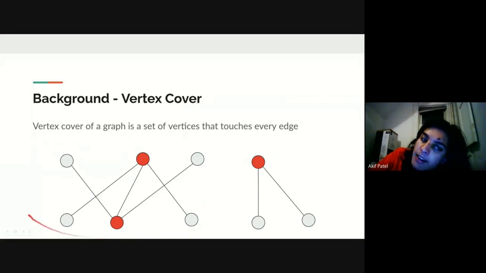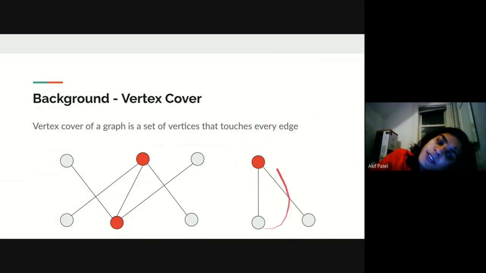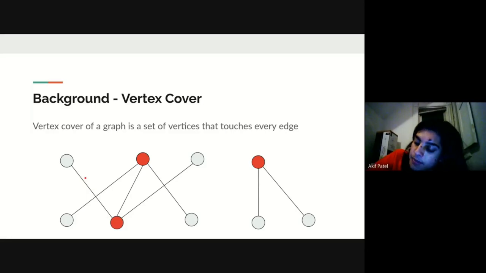Some further background is the concept of a vertex cover. A vertex cover of a graph is a set of vertices that touches every edge. For example, here, this single node is a vertex cover because it touches both of these edges. Similarly, these two nodes are a vertex cover of this graph because they touch this edge, this edge, this edge, this edge from here, and then this edge from here. It touches all the edges.